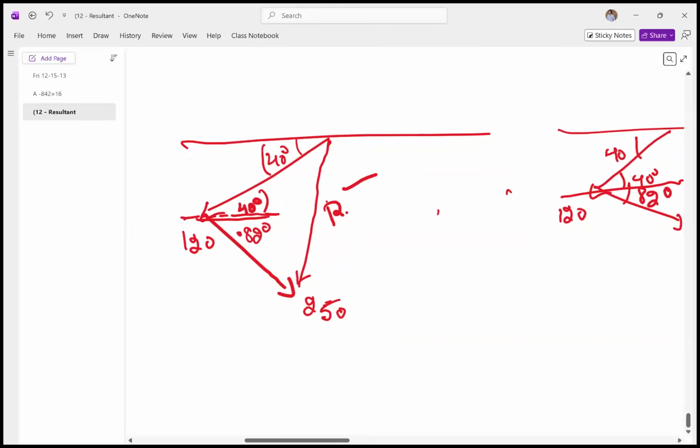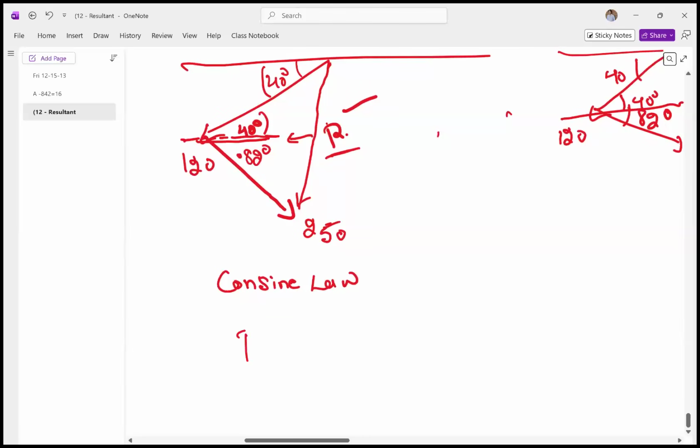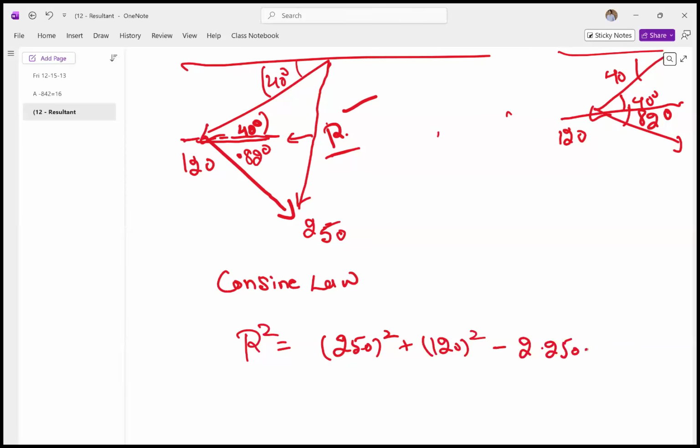Now I just have to find the resultant, so I'll use the cosine law. Again, I'm looking for this. Opposite to this angle is 122 degrees. So r square will be equal to 250 square plus 120 square minus 2 times 250 times 120 times cos of 122. Once you solve all this, the resultant value will come out to be 330 newton.